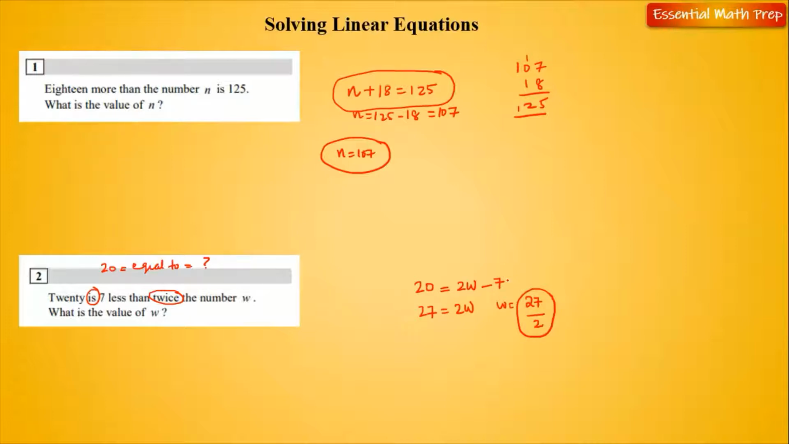As I said, watch for keywords. Is it saying more? Is it saying less? Okay. When it's less, you're subtracting. When it's more, you're adding. When it's something like twice or 3 times or 4 times, then you're multiplying. Obviously, we'll see something for division as well. But so far, we've looked at addition, subtraction, and multiplication.